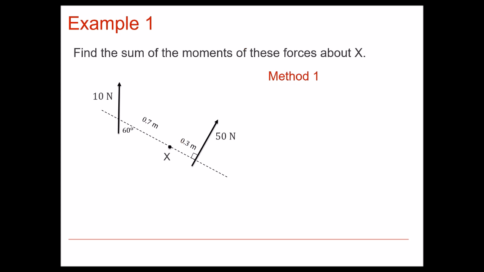So here's an example then, and we're being asked to find the sum of the moments of these forces about x. Now we'll start over here. We'll start with this 50 Newton force, because this is already directed perpendicular to this line, and so for that force, which is the anti-clockwise force, we simply have 50 times 0.3.